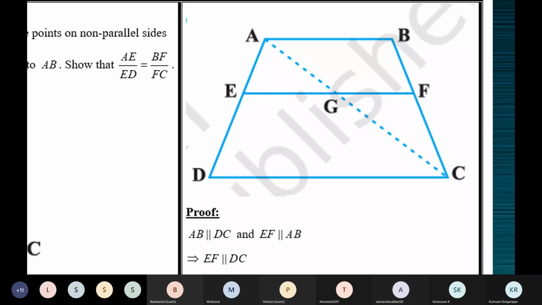EG is parallel to DC. But it's not given that EG is parallel to DC. How do you conclude that EG is parallel to DC? Ma'am, AE by ED is equal to AG by GC. No, no. Ma'am, because EG is a part of EF. Thank you, Parkavi, but let me ask somebody else. Children, Arnav says in triangle ADC, EG is parallel to DC. Why? How can we say that?